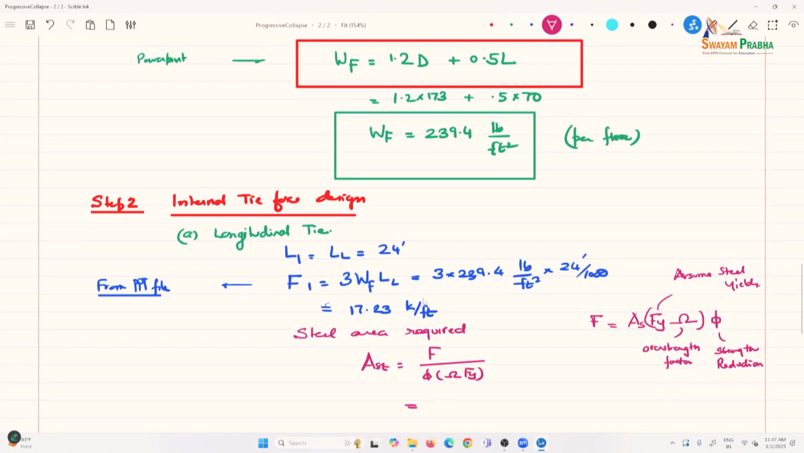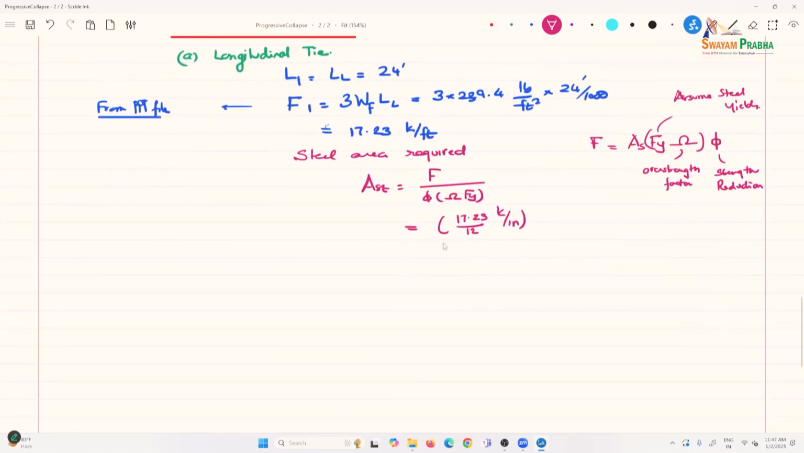So, the force is so many kips per foot, 17.23 divided by 12 kips per inch, divided by 0.75 and 1.25 multiplied by Fy, which is 60. So, pretty basic.